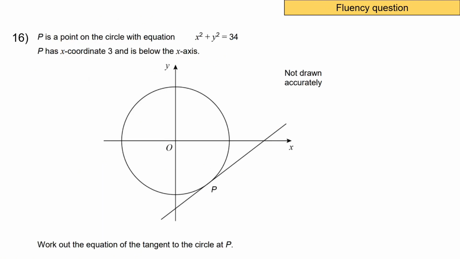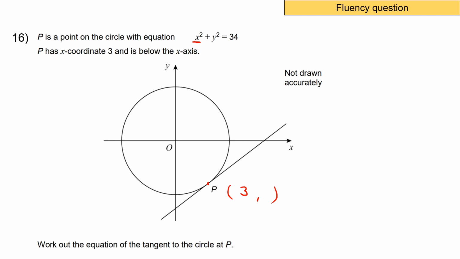Right, question 16. P is a point on the circle with equation x squared plus y squared equals 34. P has x coordinate of 3, so that means over here, when I write down the x coordinate of P, it's going to be 3. I can figure out what the y coordinate is going to be. If I substitute 3 into this, I can find out y.